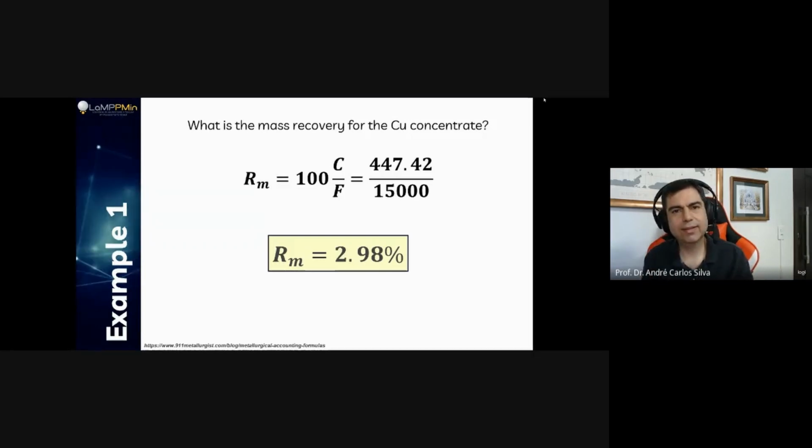So I dig up 15,000 tons per hour, and I'm going to have to pile this up or stock it somewhere else, and I'm going to profit from only 3%. But it is what it is, because if you're working with a low grade feed, that's what you're going to see. You're not losing anything, but you're going to be working with a lot of tailings. You have to have this in mind.